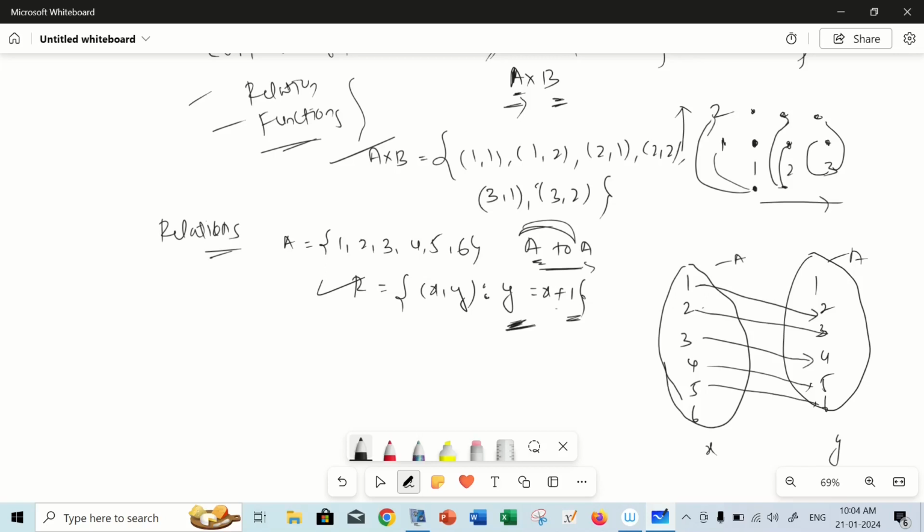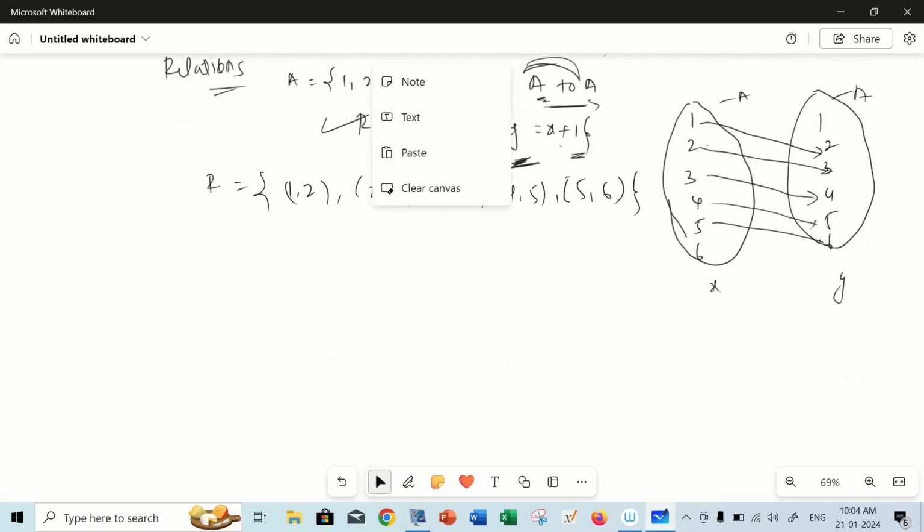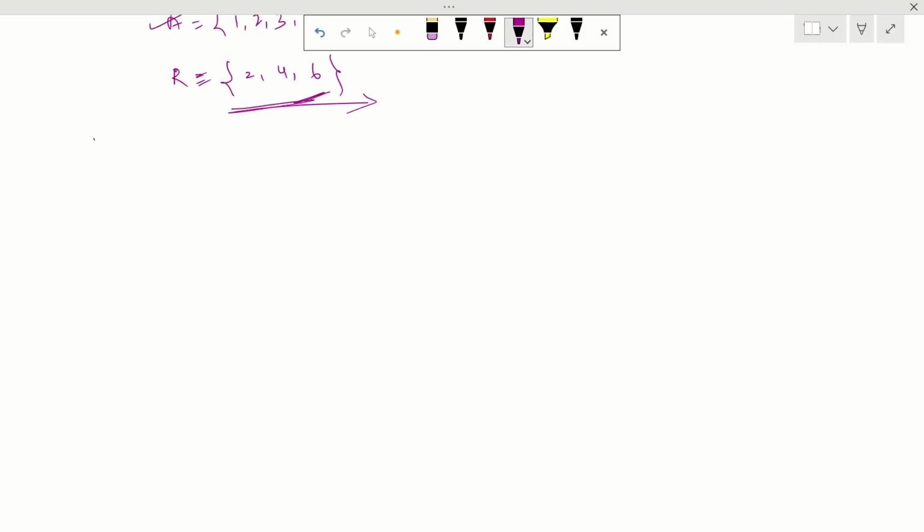Then we can write the relation: (1, 2), (2, 3), (3, 4), (4, 5), and (5, 6). This is the meaning of relations between sets, or relation of sets. Now we define the definition of relations here.